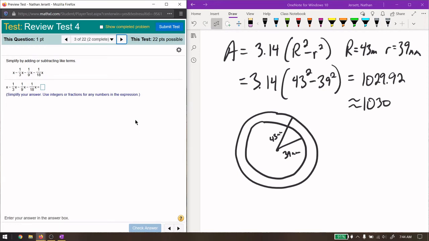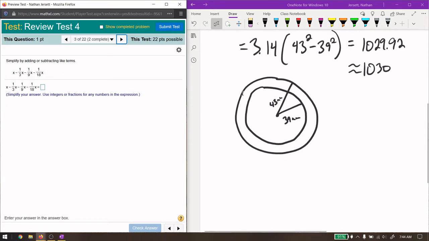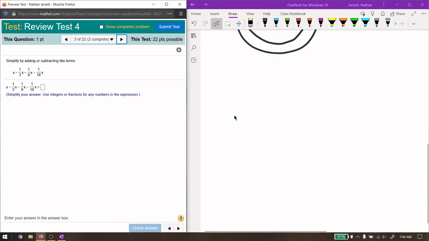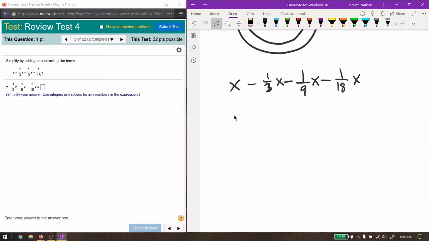Okay, simplify by adding or subtracting like terms. Okay, x minus 1/3 x minus 1/9 x minus 1/18 x. These are all like terms because they all have x in them. And that's the only variable part in each of them, so we can combine them.